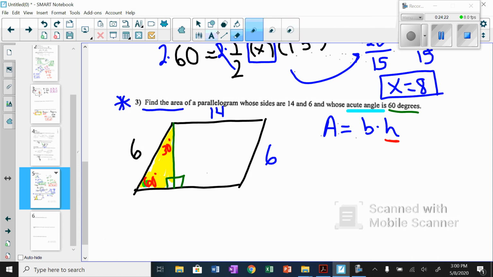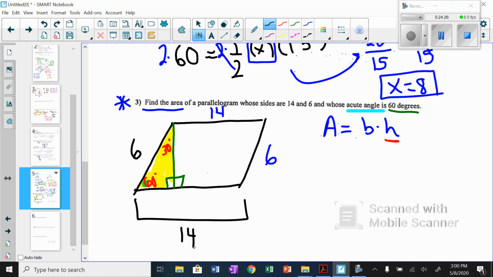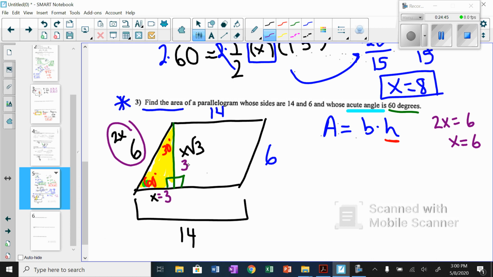I'm going to label my full 14 so we don't get confused. This is all 14. And now I need to find the height. Well, we know opposite the 30 is x, opposite the 90 is 2x, opposite the 60 is x root 3. So here's my equation. 2x is equal to 6, so x is equal to 3. So that means this portion of the base is 3 and our height is 3 root 3. We now have everything we need.